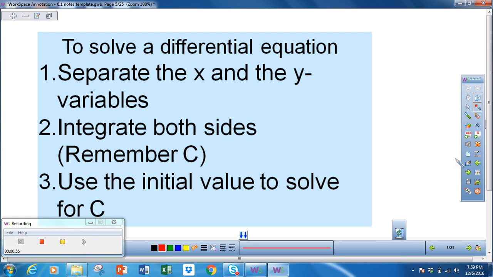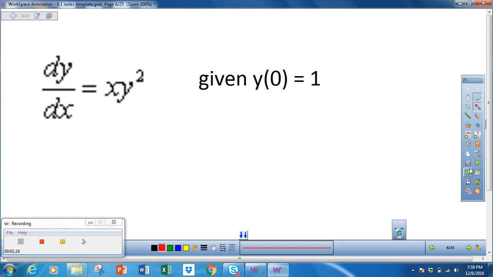So here are the steps for solving a differential equation. The first thing you want to do is separate the x and the y variables. What you want to remember is that dy and dx are always in the numerator. Then you're going to integrate both sides, remember C, and then you're going to use the initial value to solve for C. If it's a particular solution, then you have to solve for C. Okay, so I'm going to give you an example. This one is a particular solution because you're given an initial value.